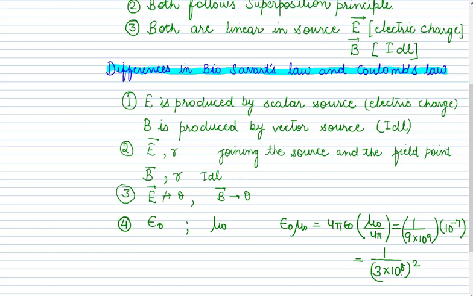And we know that 3 into 10 to the power 8 is the velocity of light, which we represent as c, that is the velocity of light or the speed of light if you take only the magnitude into account. So this is equal to 1 upon c square. So we got a relation that mu naught epsilon naught is equal to 1 upon c square. That is the relation between the two constants used in the electrostatic field and the magnetic field.